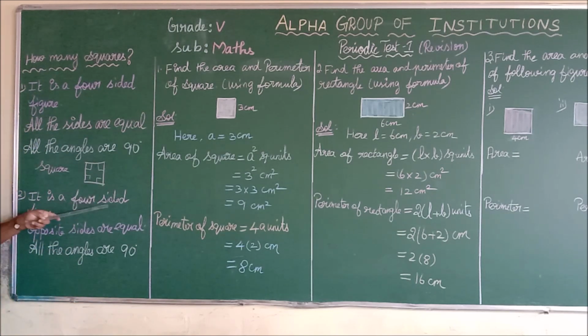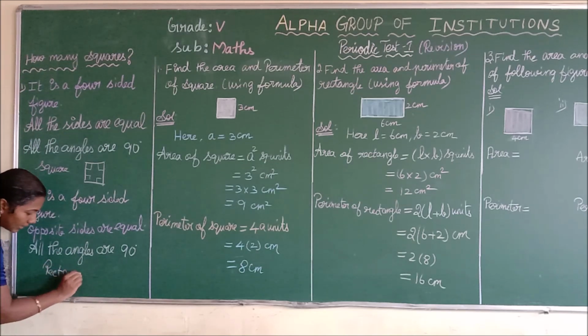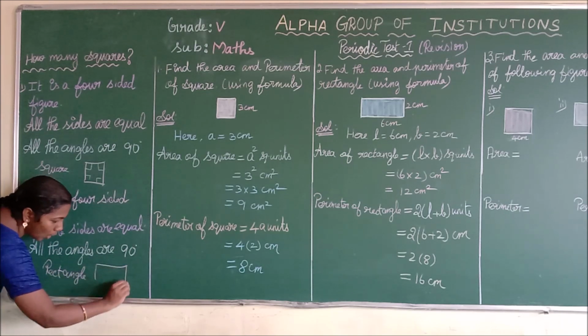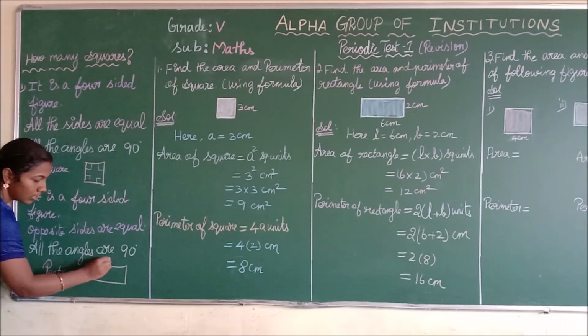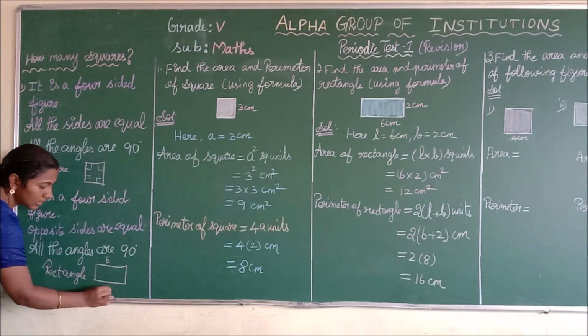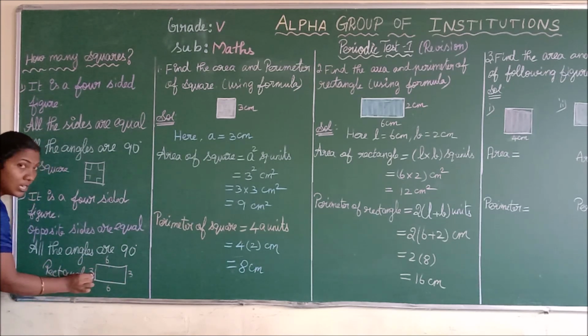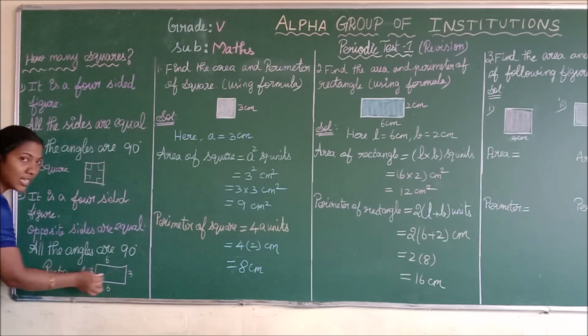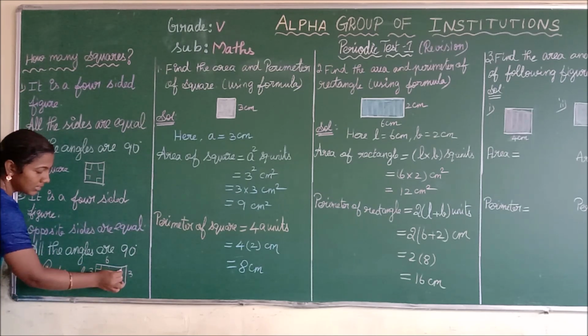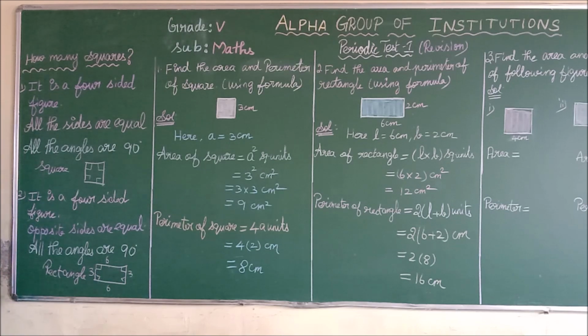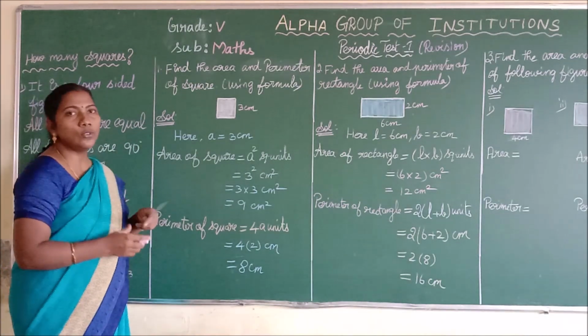It is a 4-sided figure. This is also a 4-sided figure. Opposite sides are equal and all the angles are 90 degrees. What is it? Yes. Very good. Rectangle. In a rectangle, only the opposite sides are equal. Here 6 cm means here also 6 cm. Here 3 cm means here also 3 cm. Thus opposite sides are equal and all the angles are 90 degrees. Okay, based on this you have the 1 mark. So remember this. Okay. Next we are going to do the problems.